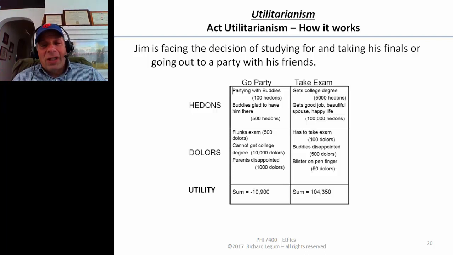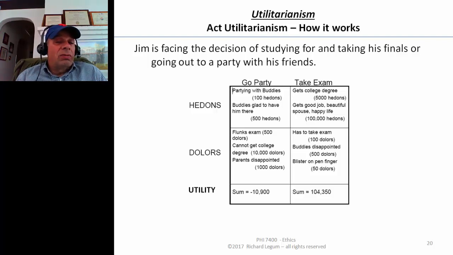Now, he has to take the exam. Let's say it's a really tough exam, a painful one: 100 dolors. His buddies are disappointed, because they know they're going to have a lousy time without Jim. So they're getting 100 dolors apiece, so it's 500. In addition, it's a very long exam, and he's doing a lot of writing and gets a blister on his pen finger, and it opens up: 50 dolors. So we add all of that up, and if I did the calculation right, the utility of that alternative, studying for the exam, is 104,350.